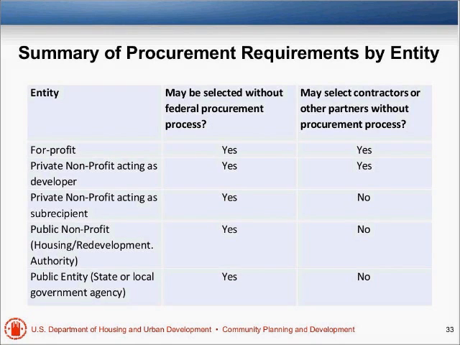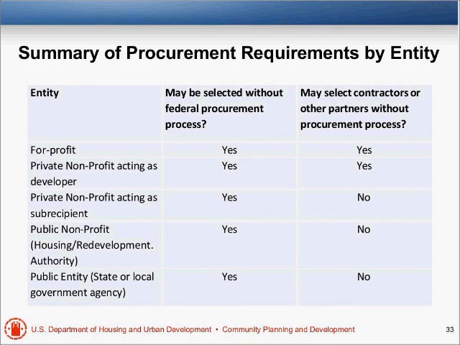And they cannot select contractors without a procurement process. So subrecipients must follow procurement and must follow cost principles. The same with a public nonprofit. As we said earlier, it's private entities that can be developers. A public nonprofit, such as a public housing authority or a redevelopment authority, they have to be subrecipients.